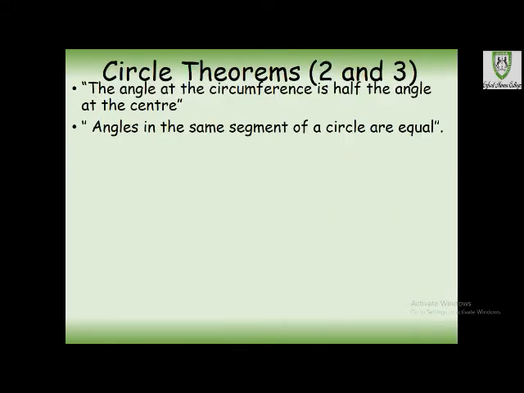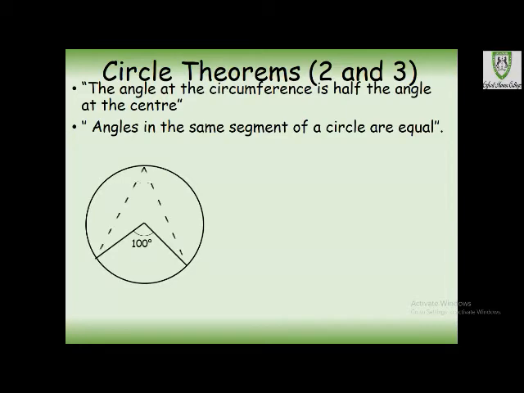Then the second theorem and the third one is talking about the angle at the circumference is half the angle at the center. And also angles in the same segment of a circle are equal. Let's take a look at what we have here. This is an example. The angle at the center is 100. Then the angle at the circumference will be 50. You divide the center by 2 to get 50.